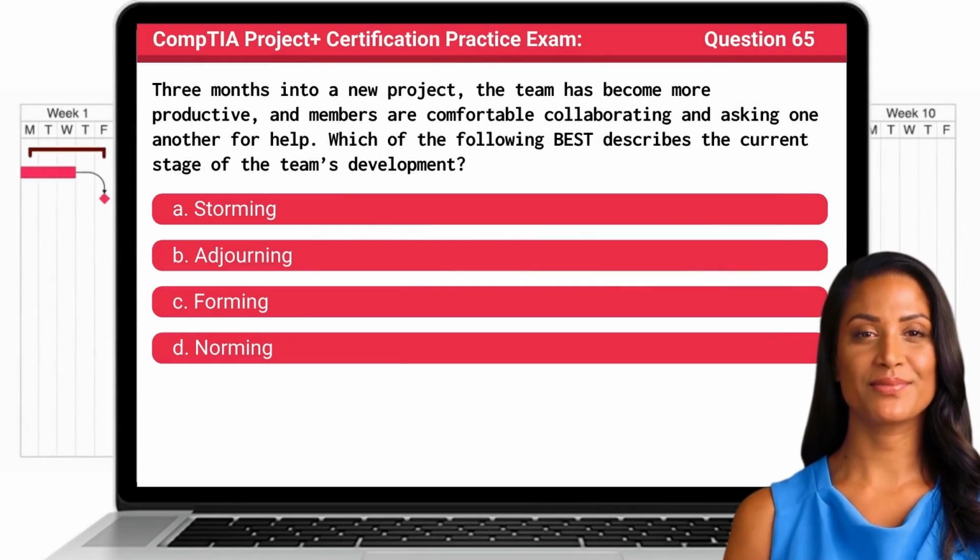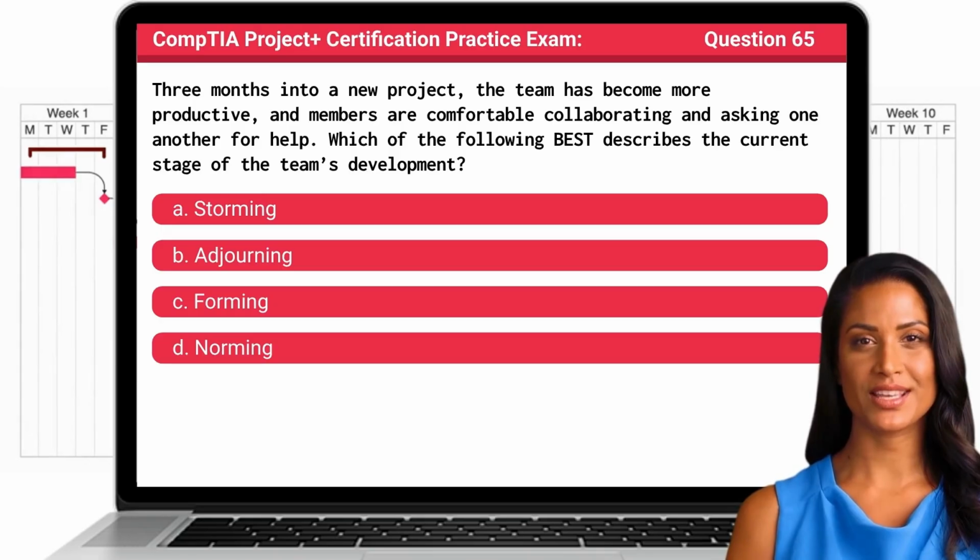Question 65. 3 months into a new project, the team has become more productive, and members are comfortable collaborating and asking one another for help. Which of the following best describes the current stage of the team's development?